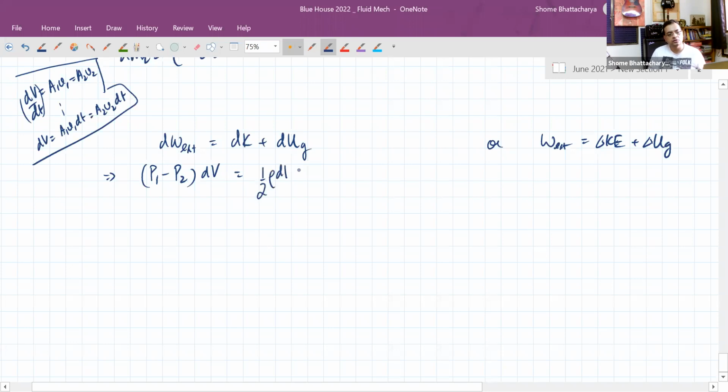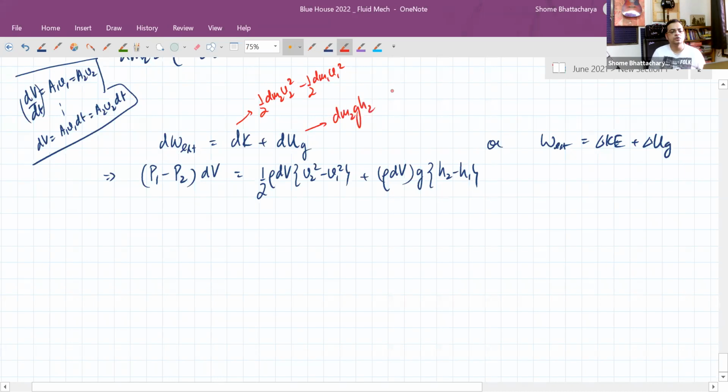So the kinetic energy change was equal to half rho dV into v2 square minus v1 square. And the potential energy change was equal to rho dV into g into h2 minus h1. If you like, you can write an intermediate step also here. This is half dm2 v2 square minus half dm1 v1 square. This is dm2 g h2 minus dm1 g h1. But you can understand again that dm2 is equal to dm1, which is equal to rho dV.